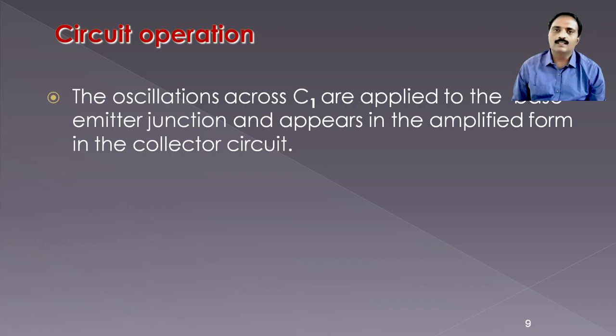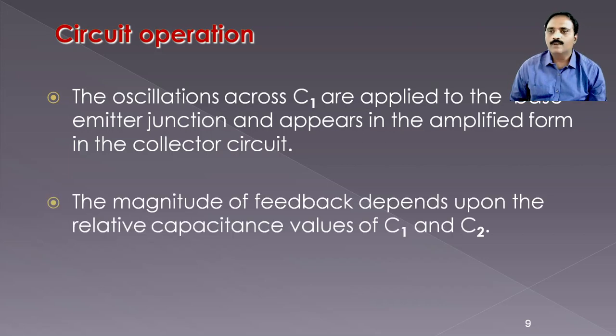And once these oscillations across C1 are applied to the base terminal of the transistor, they are going to be amplified in the collector circuit, and again this amplified signal will be given as feedback to the tank circuit in order to fulfill the losses in the tank circuit. And whatever magnitude of feedback is there, it depends upon the capacitive values of C1 and C2.